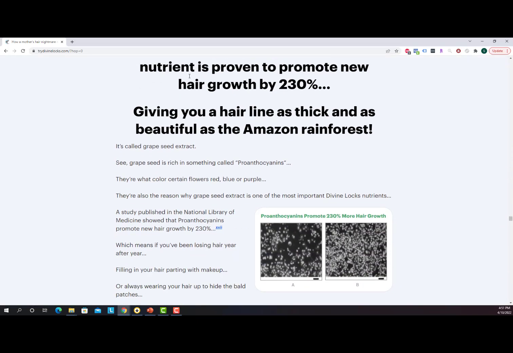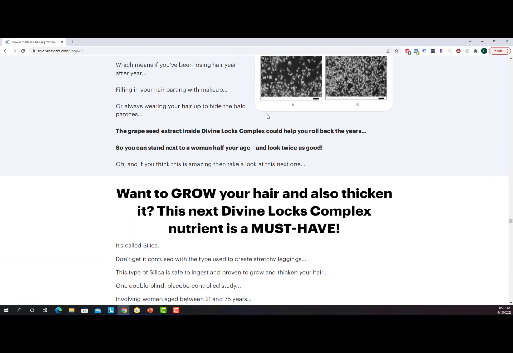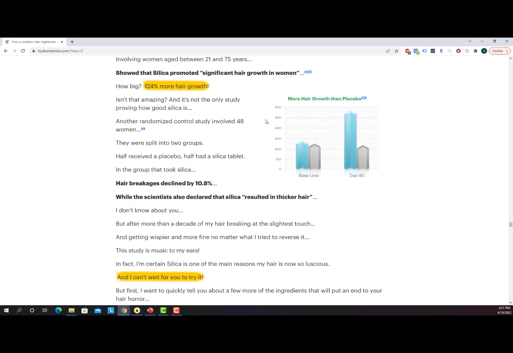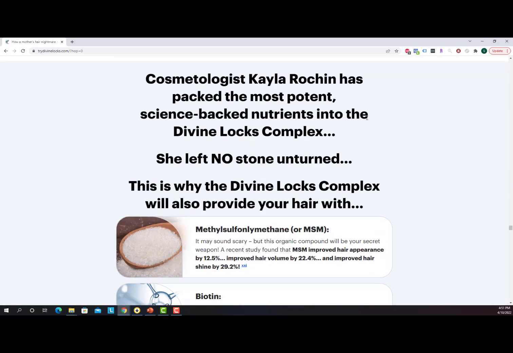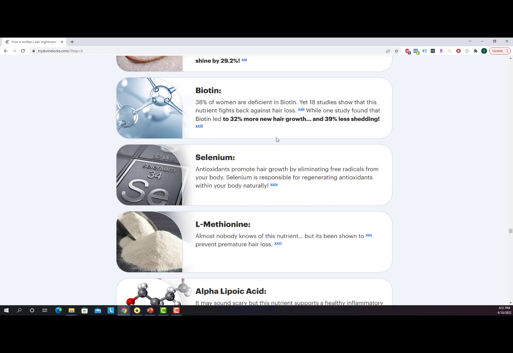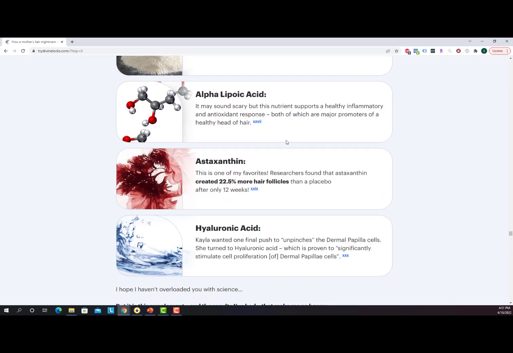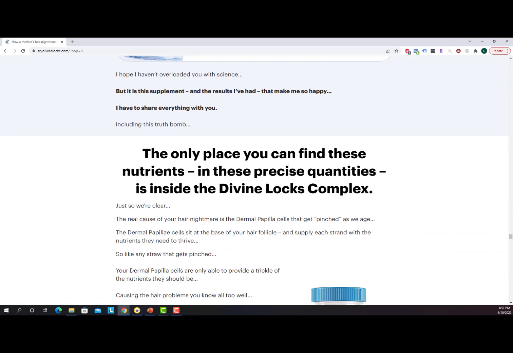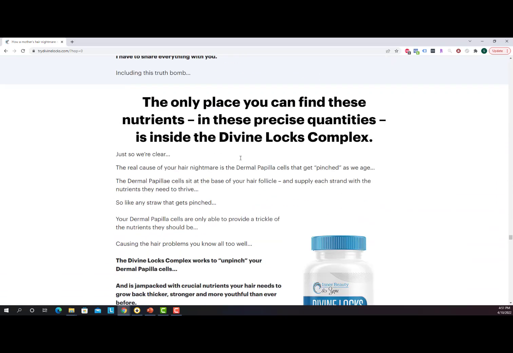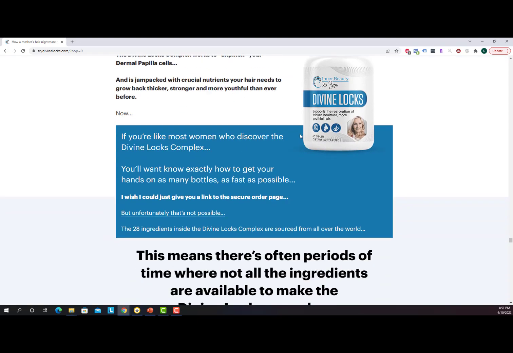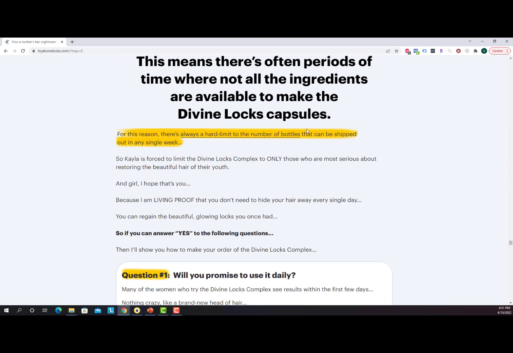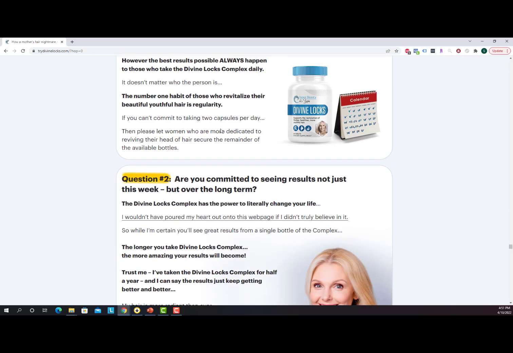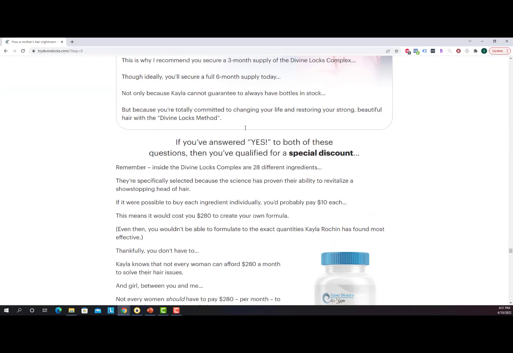From there, you talk about the benefits, really hammering that home with all the supplements. Silica promoted significant hair growth in women, backed by studies. So you pack all this stuff in. MSM, biotin, selenium, methionine, alpha-lipoic acid, astaxanthin, hyaluronic acid. You've got all this stuff in this supplement. But the only place you can find these nutrients is inside the Divine Locks complex. Okay, so it's original, it's unique, and if you want to buy it, well, before we get there, we talk about a few FAQs to overcome objections.